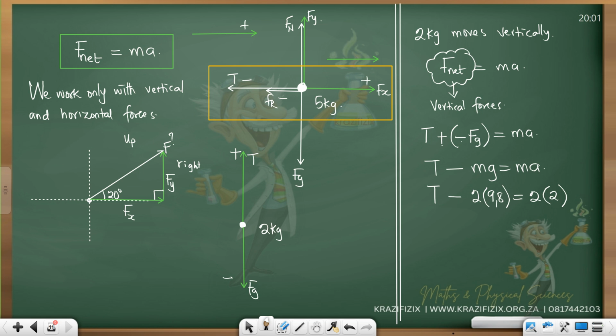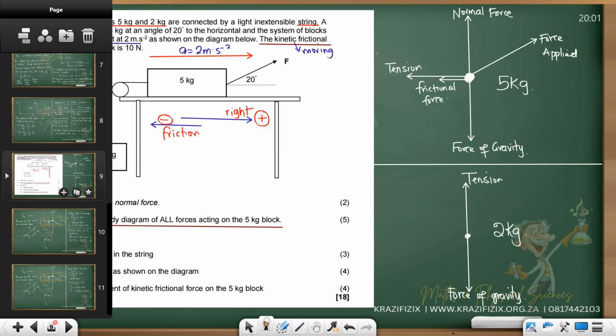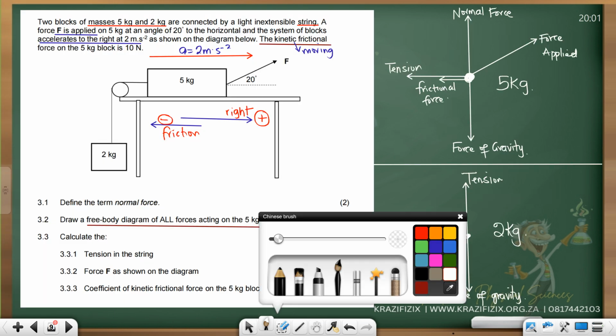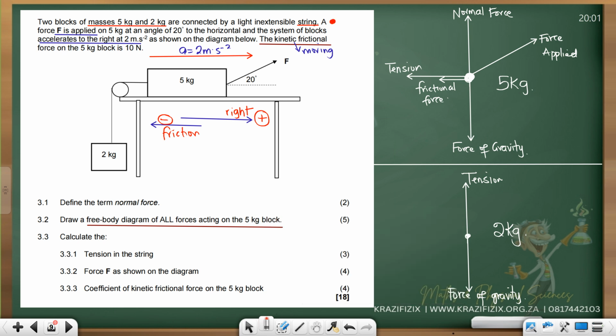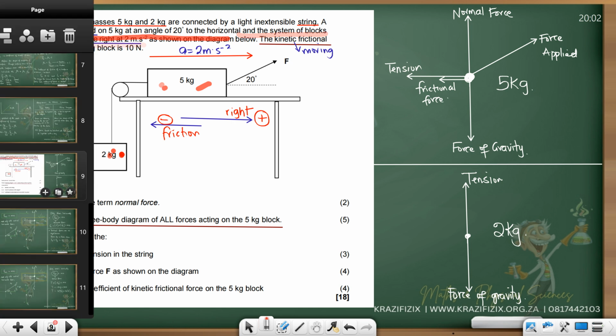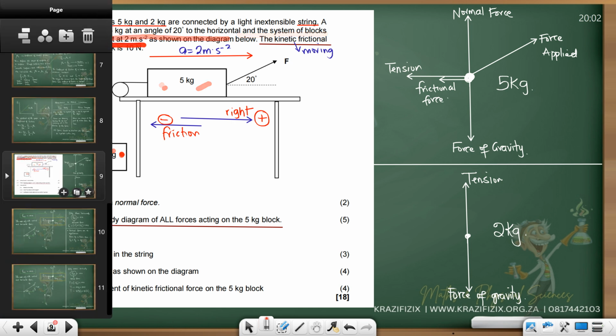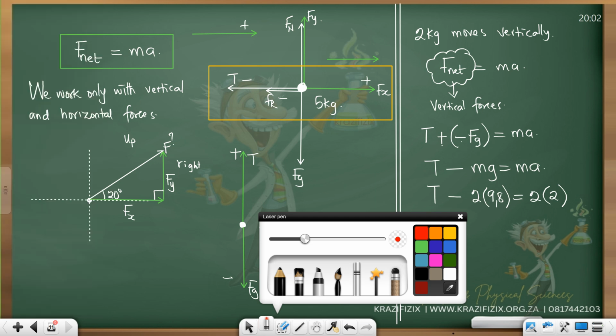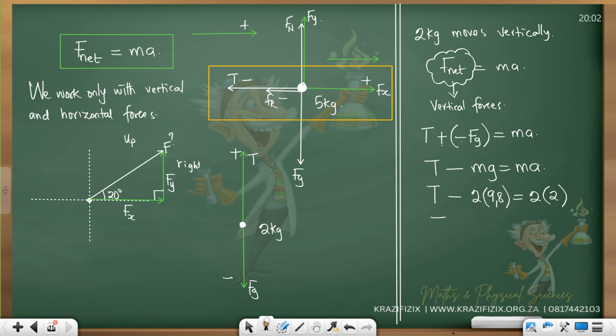Why 5 kg? Oh, I get you. Let me take you back quickly. Let me show you something very important. Force F is applied on the 5 kg, right? And the system of blocks accelerate to the right. Both of them are going to move at the same acceleration. This one cannot be moving faster than this one. So both of them have an acceleration of what? 2. Do you notice we are done, my good learners?